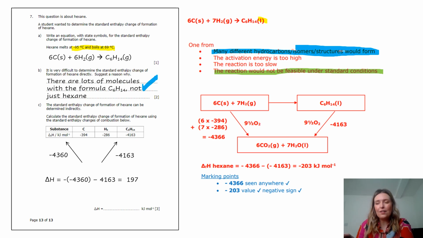We can have a think about entropy and Gibbs free energy in order to explain this if you've got that far in the course. You could also say that the activation energy of this reaction would be ridiculously high, or the reaction would be too slow to measure. It basically wouldn't work in the lab. So we either want that it's not feasible, the activation energy is too high, or the reaction would be too slow. And also, even if the reaction did work, it's not just going to form hexane, you're going to form a myriad of other things.